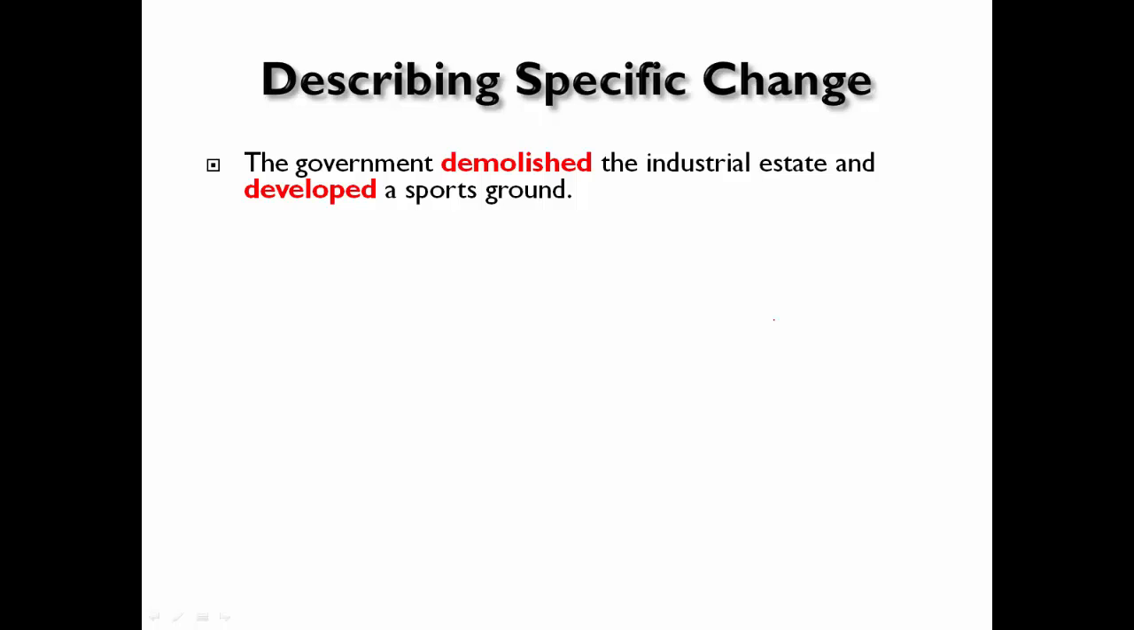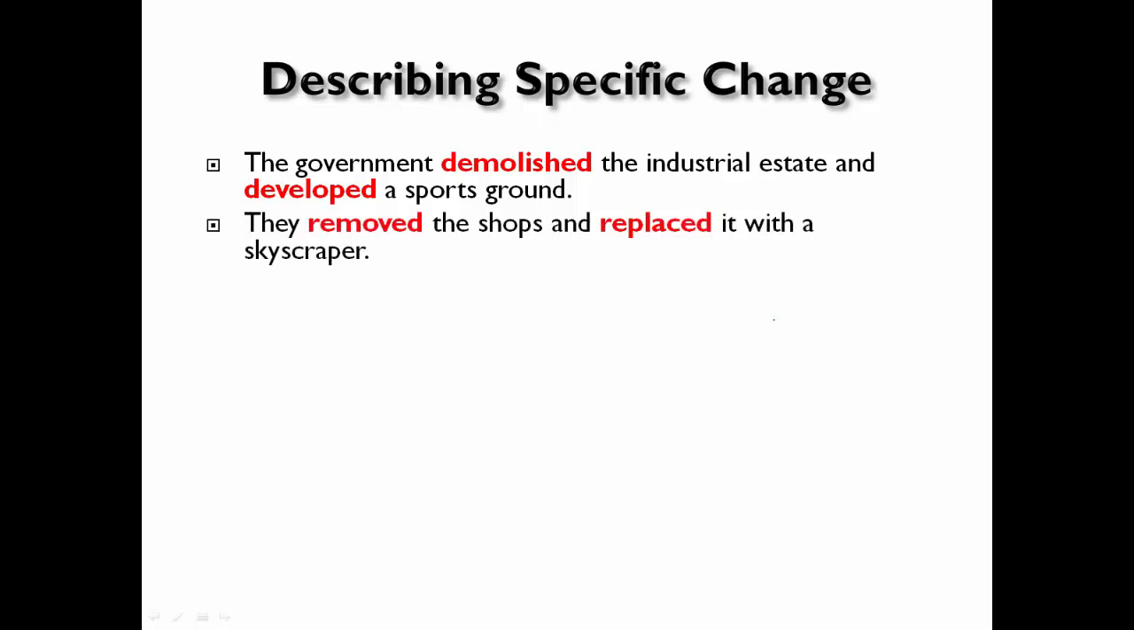Instead of just saying the government changed the industrial estate and changed the sports ground, we're going to look at these in much more detail and use a wider range of verbs. So that will help us describe the maps in more detail and get us higher marks for vocabulary. They removed the shops and replaced it with a skyscraper. A port was constructed at the edge of the river.